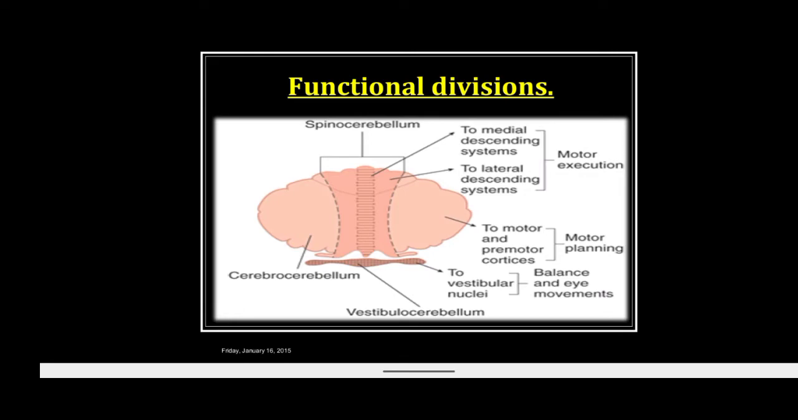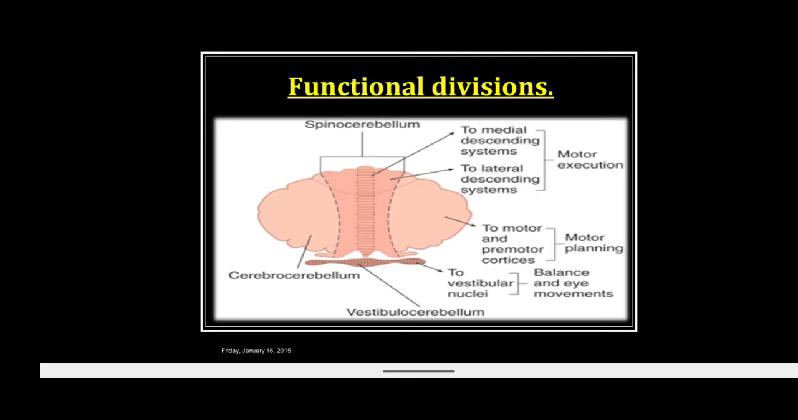Second comes the cerebrocerebellum. Cerebrocerebellum is also known as neocerebellum and is the most recently developed part of the cerebellum, and it is extensively connected to the motor cortex and takes part in planning and programming of the movement.